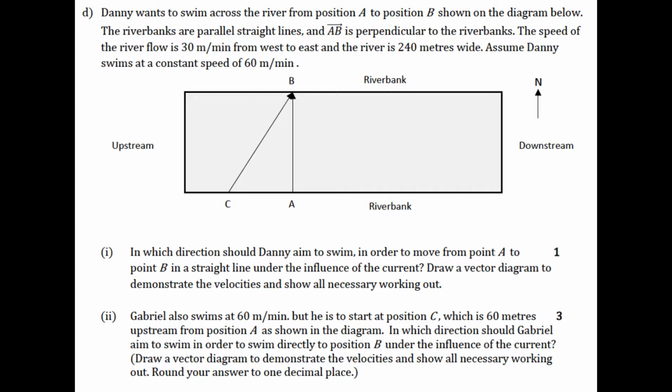So we've got the diagram here, and we've got north as pointing up for this diagram. And part 1, which we're going to focus on here, is: in which direction should Danny aim to swim in order to move from point A to point B in a straight line under the influence of the current? And we're told to draw a vector diagram to demonstrate the velocities and show all necessary working out. So let's take a look.